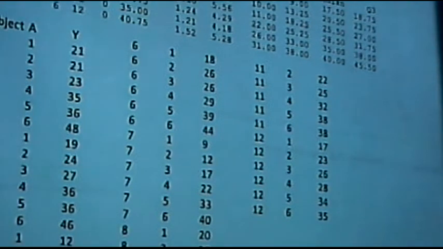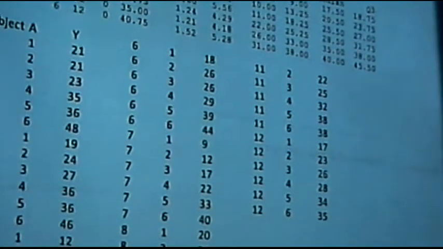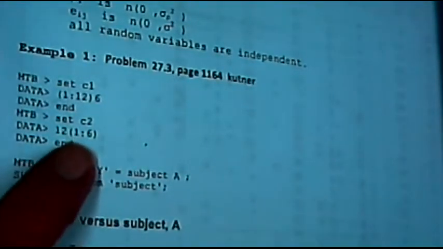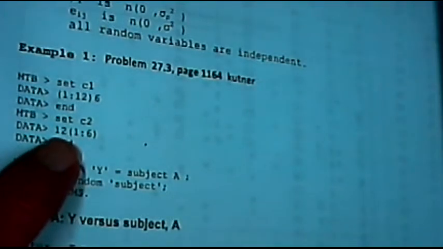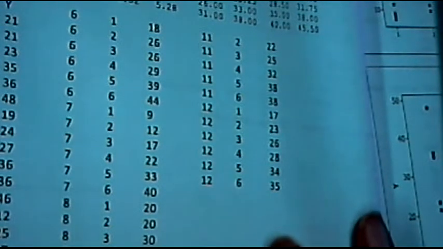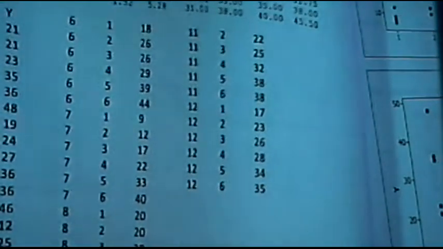When the constant is at the end of the parentheses, this is the way it's interpreted. And in the next case, set C2, 12 parentheses 1:6. When the constant 12 is in front of the parentheses, it generates the second column here. So this is standard Minitab syntax for the set command. It's convenient to use instead of typing in all the numbers.